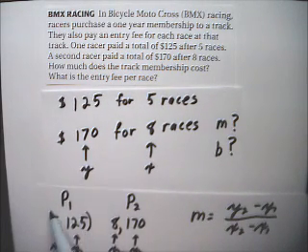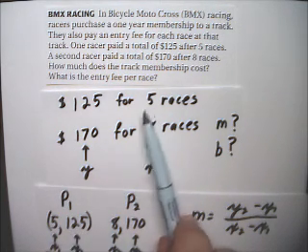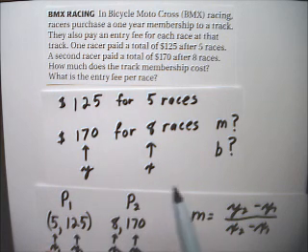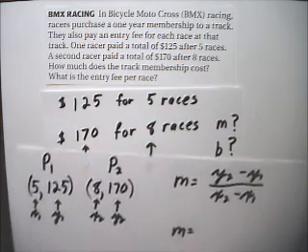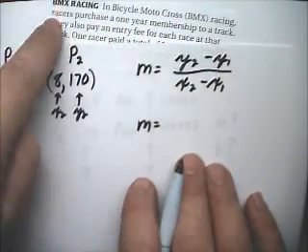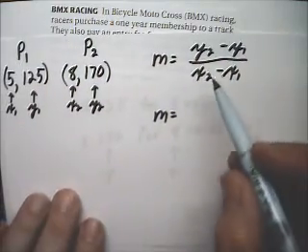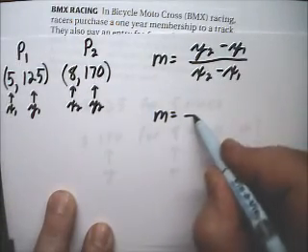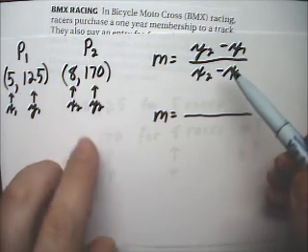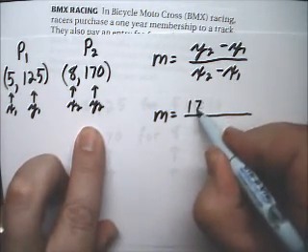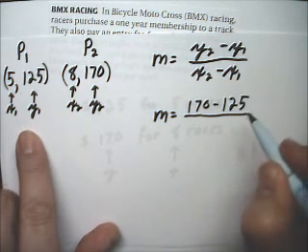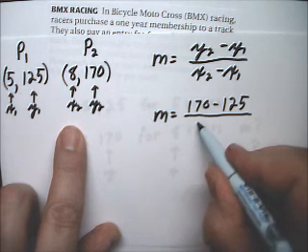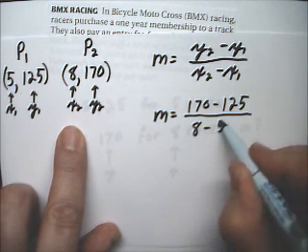See, I said point 1 is 5, 125. The 5 is the x, so I put it first, and the y is second. And the same way here. So given those 2 points, we should be able to figure out the slope. So slope is y2 take away y1 over x2 minus x1. So this is 170, that's y2, take away 125. And this is going to be 8 take away 5.